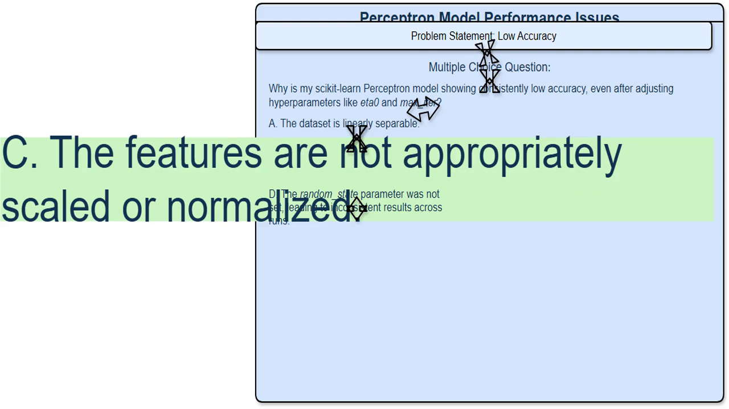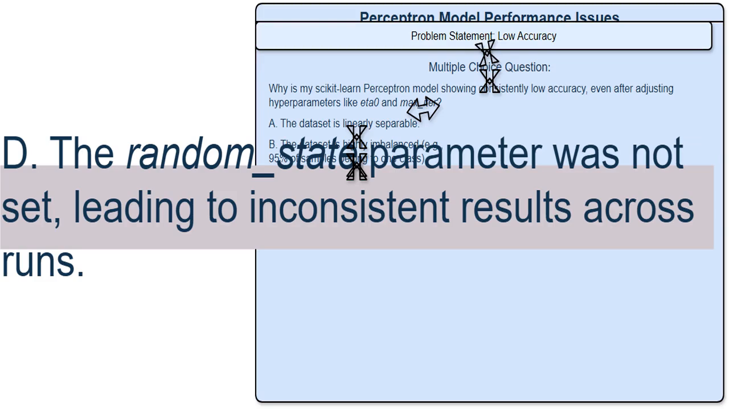Definitely something to investigate. The random_state parameter is used for initializing the model's random weights. Without it, every run will have different starting weights and thus different results. It's like shuffling a deck of cards before every game. You'll get different outcomes each time. Inconsistent results might look like low accuracy. Therefore, this is a probable cause.